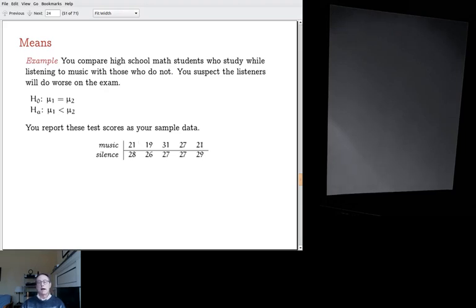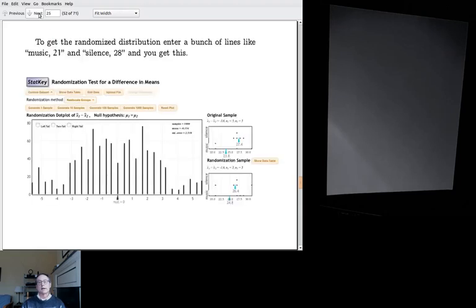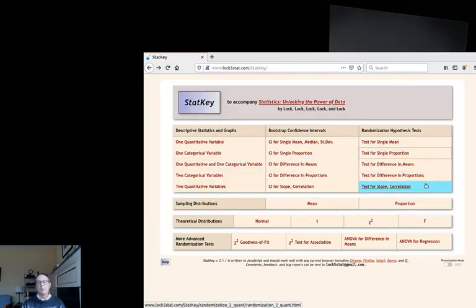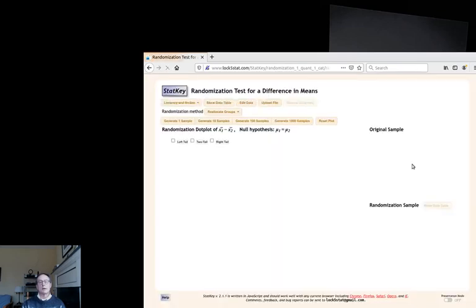And of course, I have to have some data to settle the question, and I have to enter that data somehow into StatKey. So I'll go to the place in StatKey. There we go. When you go to StatKey, you are of course now working with a difference in means. I have the averages for those folks who study while listening to music, and the averages for those folks who study without headphones, and so that's two different means, and I'm looking for the difference between the two means, so this is the right place to click.